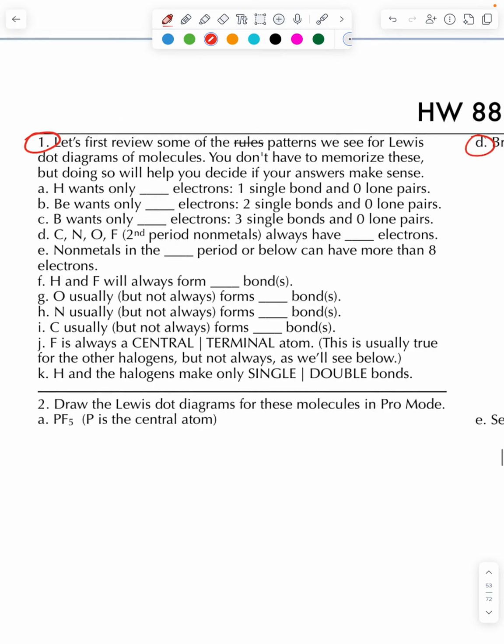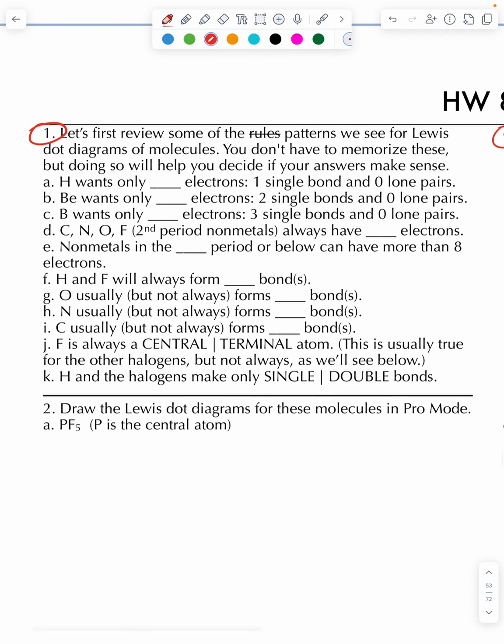Here are some patterns again, which you could write down. Not all of these are always followed, but it gives you confidence that you kind of got it right. So hydrogen always wants 2 electrons. It'll have a single bond and no lone pairs. Beryllium only wants 4 electrons, 2 single bonds and no lone pairs. Boron, 6, 3 single bonds, no lone pairs. C, N, O, and F will always have 8 electrons. They follow the octet rule.